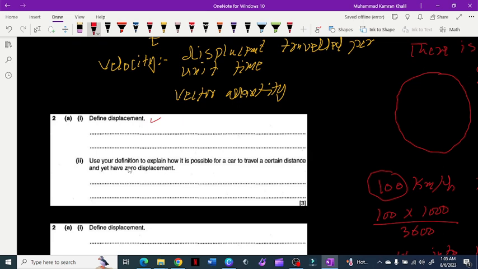Use your definition to explain how it is possible for a car to travel a certain distance and yet have zero displacement. So you can give any one of the two examples which I have given: if the car is moving in one complete path in a circle, then it will cover the distance, but there will be no displacement. Or the other example you can quote, that if a car travels in a straight line from A to B and then returns back to its destination, then the distance will be traveled but displacement will be zero. So that is the explanation of this question.